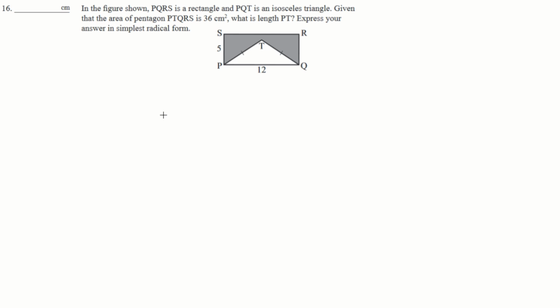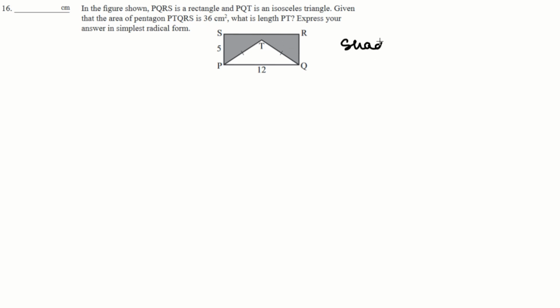Okay, first important thing to note is PQRS is a rectangle, so you know that these are all right angles, so angle PSR, SRQ, RQP, QPS, and then PQT is an isosceles triangle. In this case, PT and TQ are marked with these identical tick marks, which means these are the equal sides. Also, you know the area of pentagon PTQRS is 36 centimeters squared, so that's the shaded area.